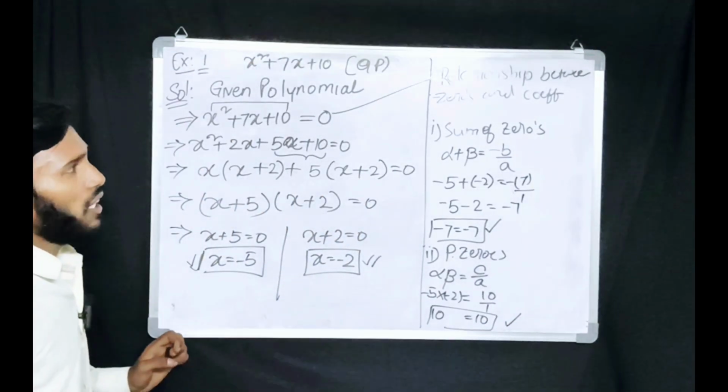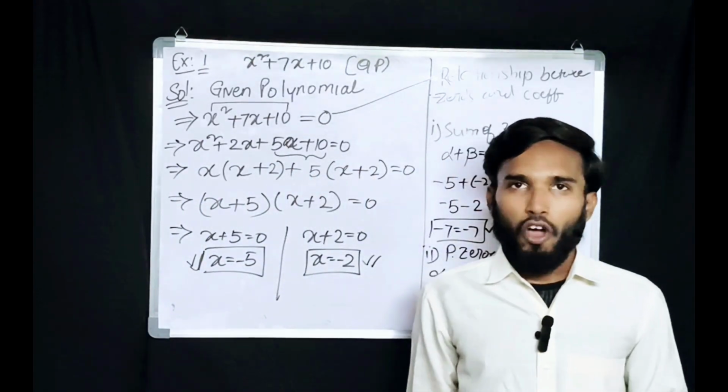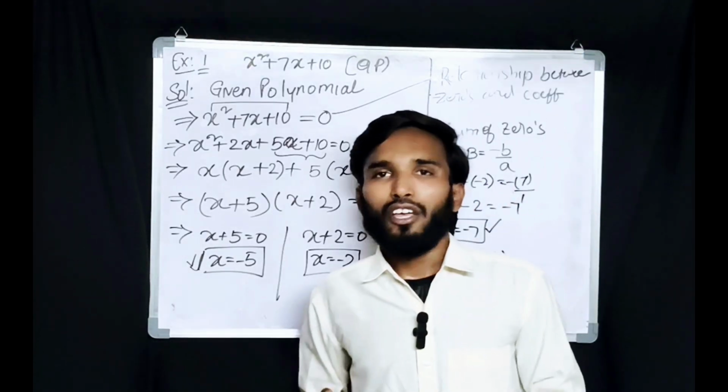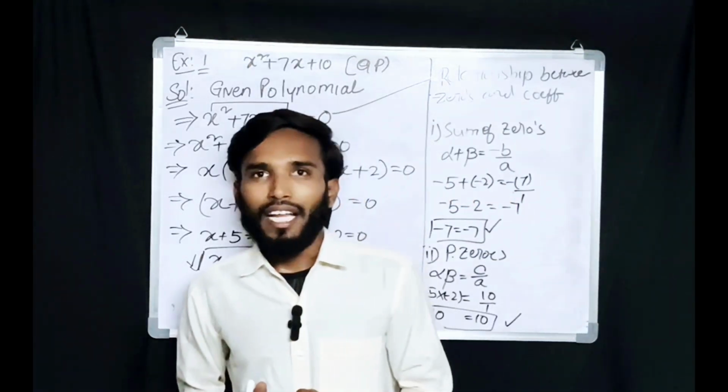So this is the relationship between the zeros and coefficients of a polynomial, and this is the first example which is given in your class 10 NCERT textbook. Now move to the next problem.